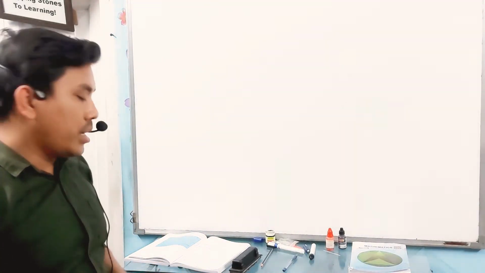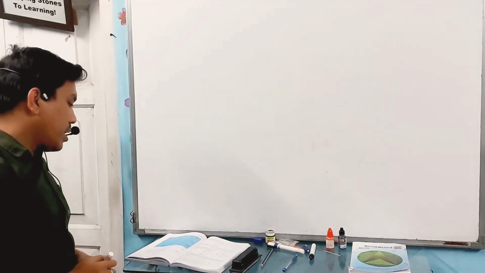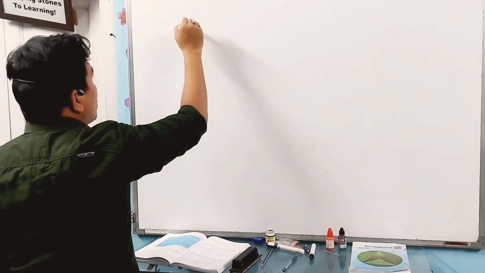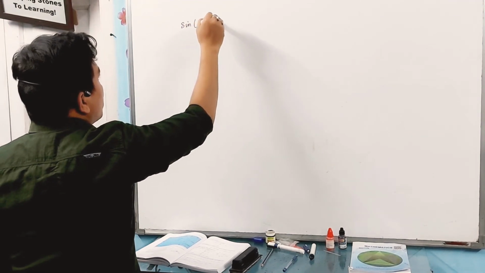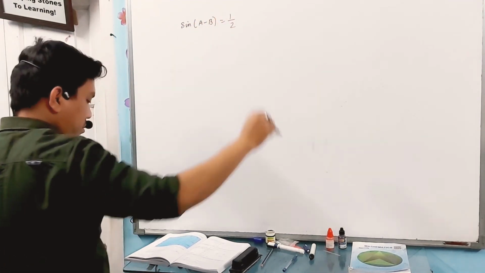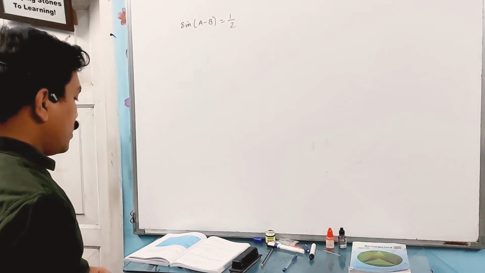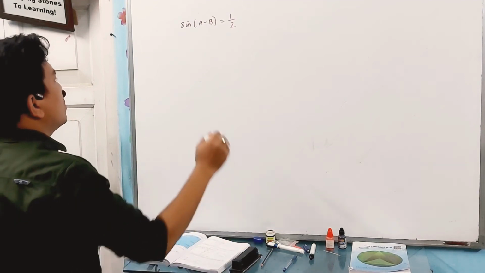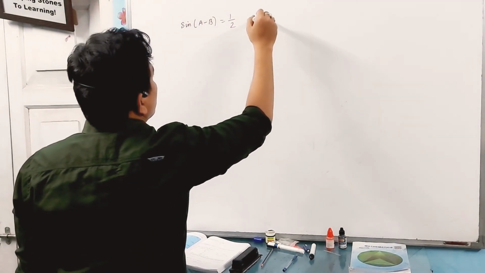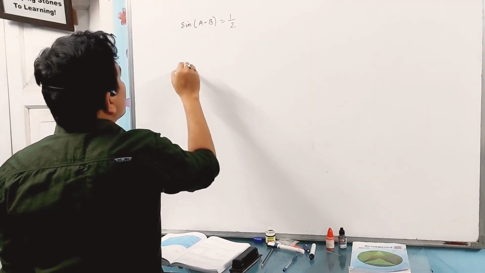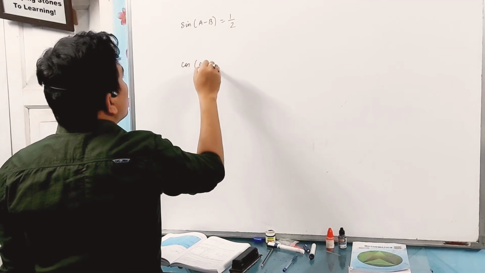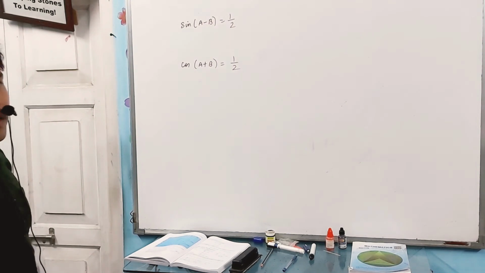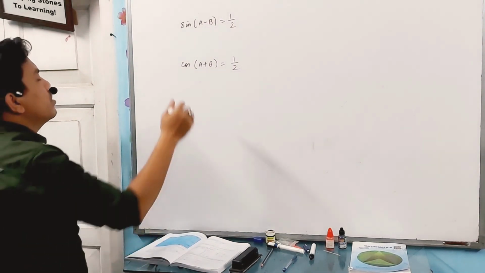In example number 8, what is given? Sine A minus B equal to 1 by 2, and cos A plus B equal to 1 by 2. Okay, alright. So these two are given.